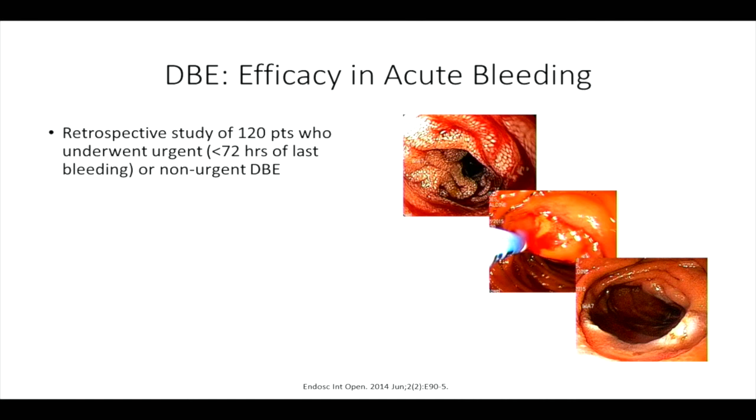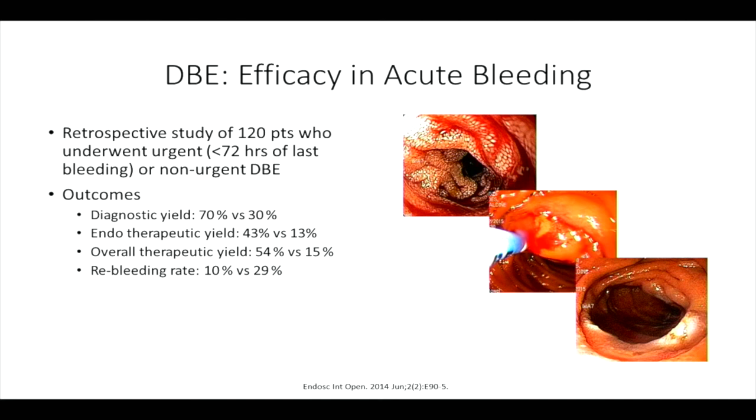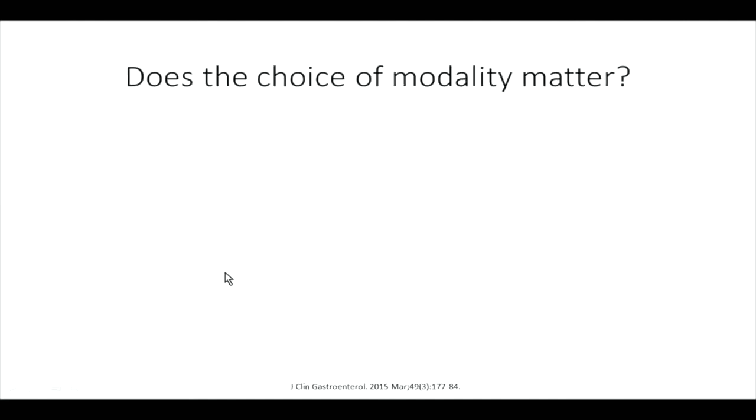And how good is it? This was a retrospective study, 120 patients who underwent either urgent or non-urgent double balloon enteroscopy for bleeding. Urgent was defined as under 72 hours of the last bleed. And they found that the diagnostic yield in the acute setting was 70% versus 30% in the elective setting. The endoscopic and overall therapeutic yields were significantly higher in patients who had the procedure earlier, and the rebleeding rates were significantly lower.